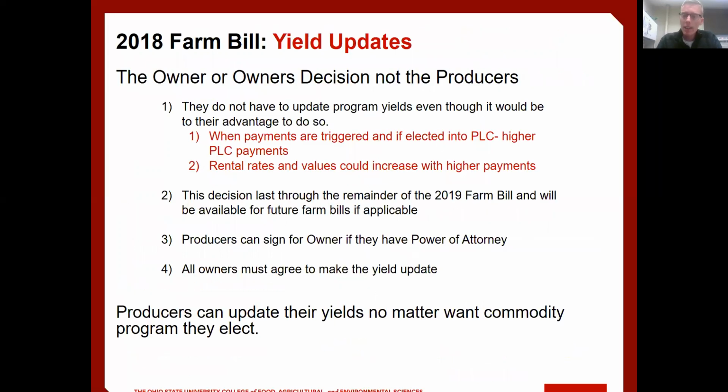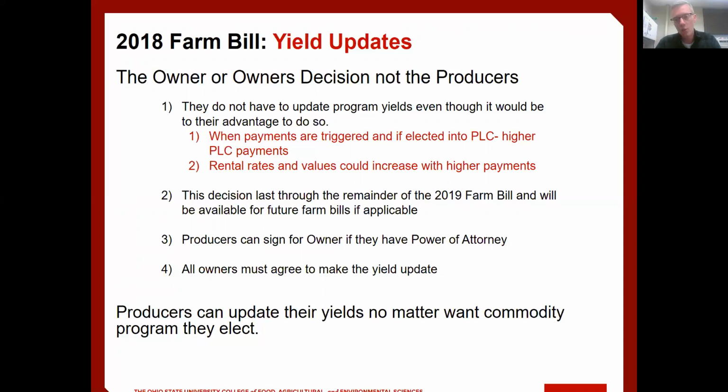The next thing, and I've talked about this already, in the 2018 Farm Bill, there is the option for the owners of land to update their PLC yields. They do not have to if they do not want to. And we assume that if given the opportunity and the PLC yield update is higher than the current PLC yields that you have on farm or on record with your Farm Service Agency, that you're not going to want to update your yields because you're going to stick with whatever the higher of the two is.